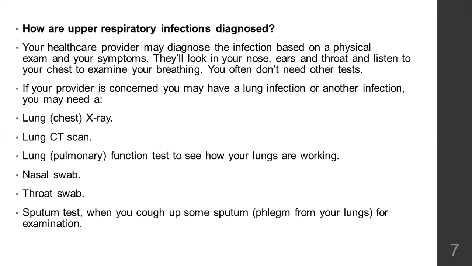Sputum test, the mucus that you cough out. That is collected in a sputum container, the phlegm. And then that is given for examination to find what the positive agent is. So these are the tests required.